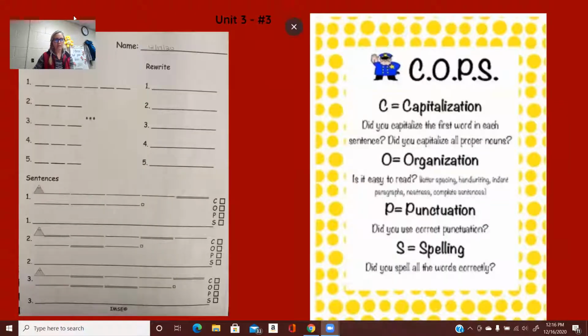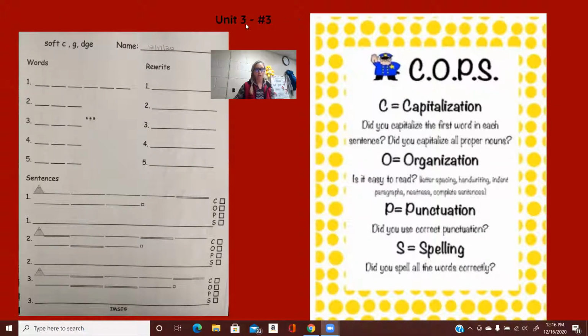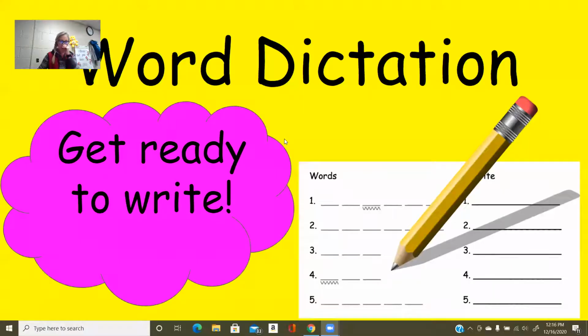All right, here it is. This is our dictation for today. It is the 3rd week of Unit 2. So we have the soft C, soft G, and DGE is the paper that we're looking at. So you need to pause this video and get into your yellow dictation book and open up to the 3rd week of Unit 3, which is soft C, soft G, and DGE. All right, I think we're ready.